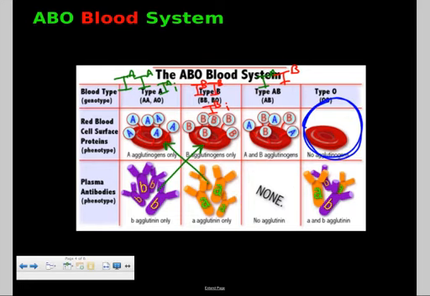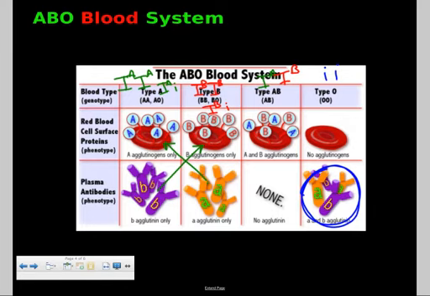And then, of course, you could have type O blood. And type O means that you have inherited two alleles that do not produce proteins. So there are no sprinkles on this donut, but because it has no surface proteins, the plasma of these individuals will produce both A and B antibodies. So type O individuals will attack any A, any B, or any AB blood it encounters.